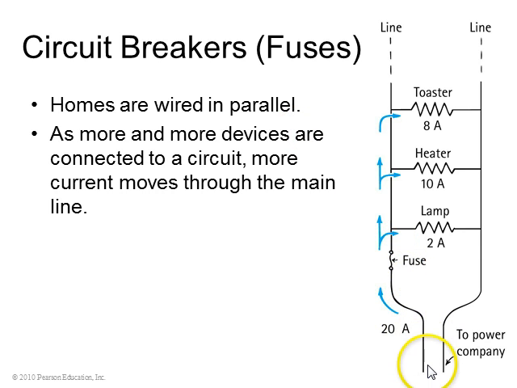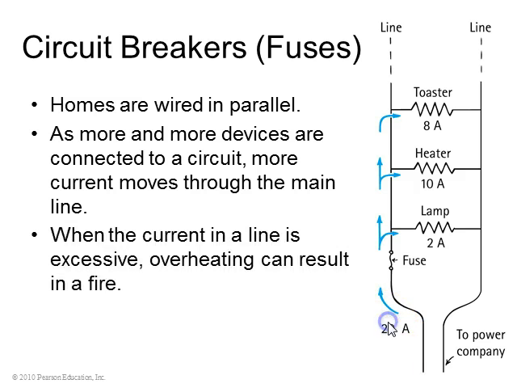So here's the line through your house. You've got 20 amps going this way. Some, maybe 2 amps, will go through a lamp, 10 amps will go through a heater, 18 amps go through a toaster. And so that adds up to the total power through this line.